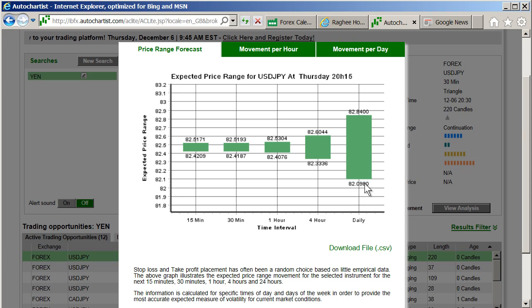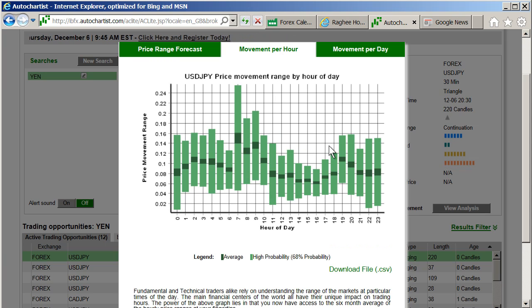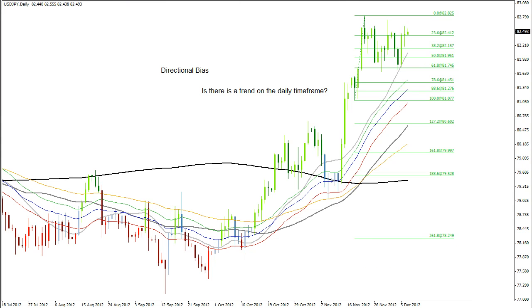It just means that it could travel to this level based upon what this pair is able to do in terms of the movement per hour and the current volatility. So while it's probably not very likely that our order will get filled on the Aussie yen based upon the price range forecast, it's not out of expectation for possibly the 82 area to be tested tomorrow, or at least within the next 24 hours.